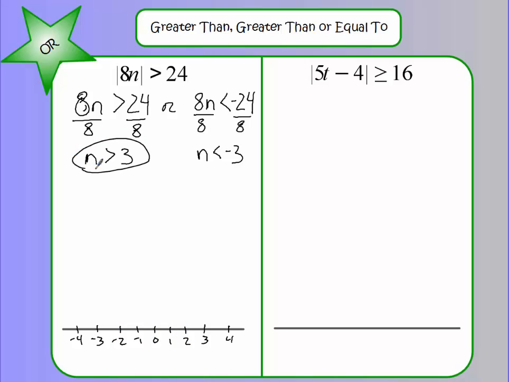n is greater than 3. So an open dot at 3. I want stuff greater than 3, so like 4, 5, 6. So I'm going to end up shading that way. Let's see. n is less than negative 3. So I want things smaller than negative 3. So I want to go this way, like negative 4, negative 5, negative 6. So let's shade that way. And let's shade this way.